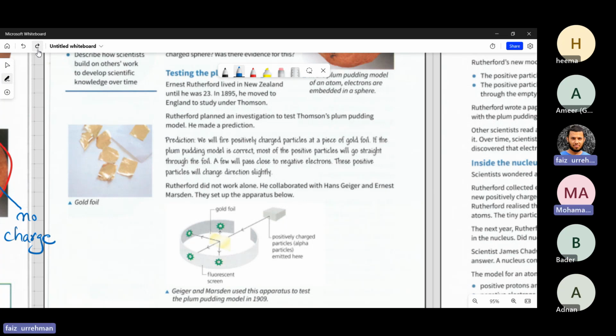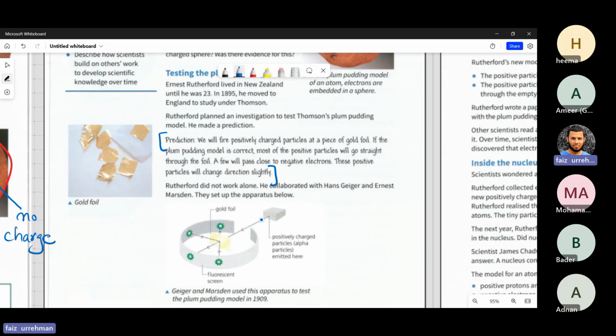We will fire positively charged particles at a piece of gold foil. If the plum pudding model is correct, most of the positive particles will go straight through the foil. A few will pass close to negative electrons. Those positive particles will change direction slightly. I need to study it one more time. This is a very tricky and very important thing for the exam.